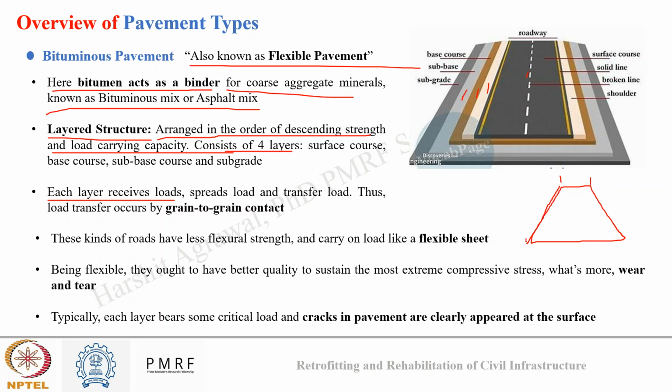It will slowly spread the load. As the load spreads, the pressure exerted on the layer below will be lower, and that layer will be able to take the load because its strength is also lower. Thus we call such kind of load transfer grain to grain contact transfer.